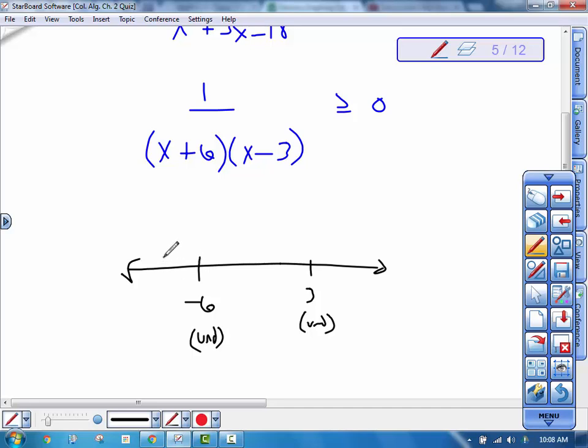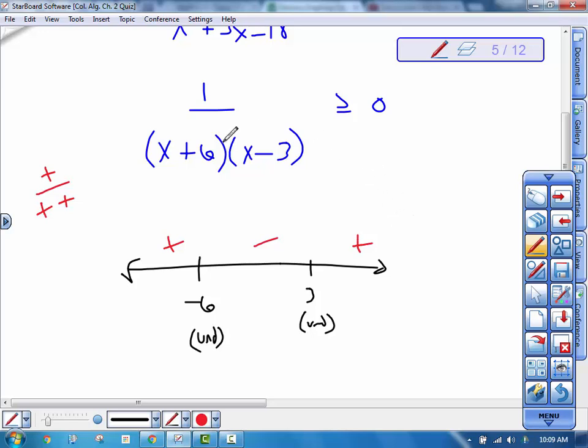Now I'm going to tell whether the function is positive or negative in these intervals. Pick a number less than -6, like -7. That gives a positive in the top, a negative here, and a negative there, which makes a positive. Pick a number between -6 and 3, like 0. 0 gives me a positive there, and a negative there, so it'd be negative. Pick a number greater than 3, like 4. 4 gives me a positive and a positive, so that'd be positive.